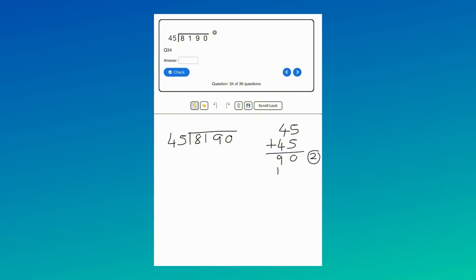Now always write down how many lots in a circle next to your workings out, because that will help you keep track further down the question. So I know that only one lot of 45 fits into 81. So I'm going to write my 45 under the 81. Now I take away 45 from 81. So 11 take away 5 is 6. 7 take away 4 is 3. And I bring down the 9.